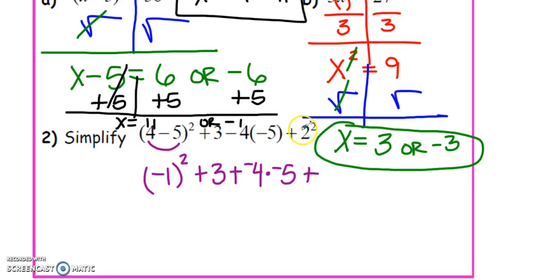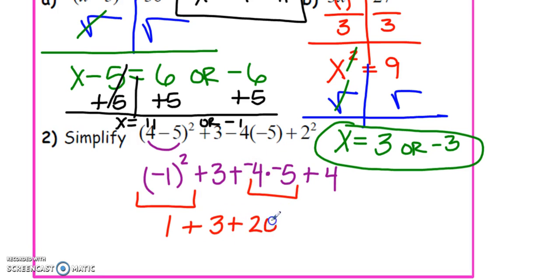And we can solve this 2 squared. 2 times 2 is 4. So the next step, I'm going to figure out what negative 1 squared is. Negative 1 times negative 1 is positive 1. We will do the multiply before we do any addition or subtraction. Negative 4 times negative 5 is positive 20, and then we have the plus 4. Now because we only have addition left, you can just work from left to right. 1 plus 3 is 4, plus 20 is 24, plus 4 more is 28.